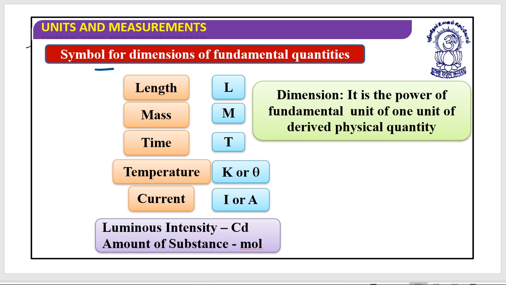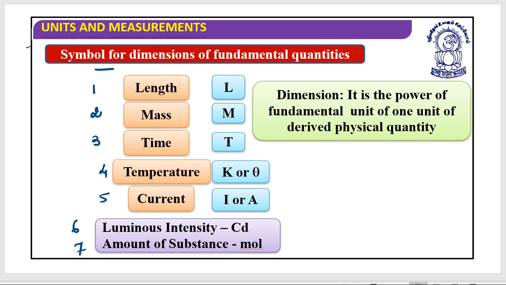We know the SI system. We know there are 7 fundamental quantities in the SI system. One is length, another is mass, third is time, fourth is temperature, fifth is current, sixth luminous intensity, and seventh amount of substance. What we have done is we have given a certain symbol to every quantity.